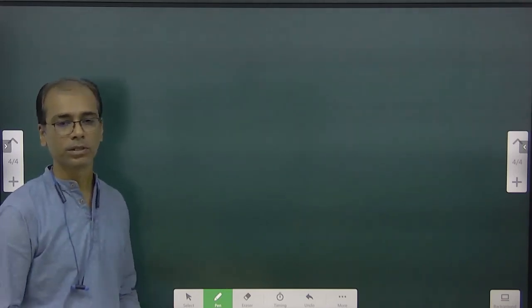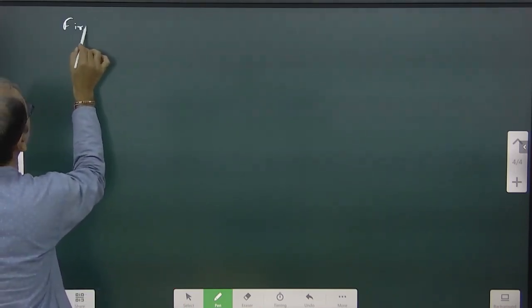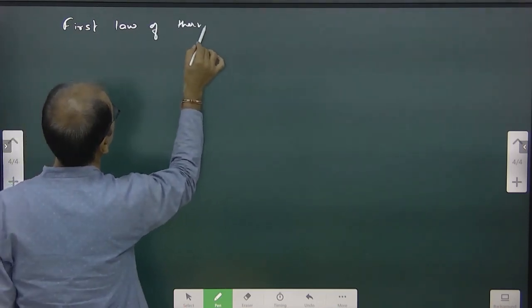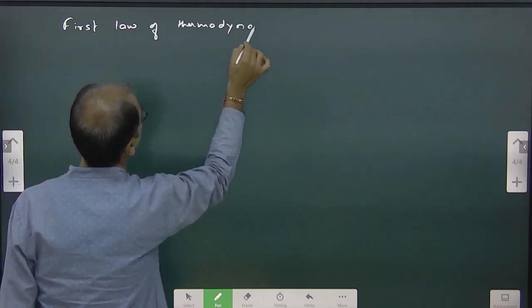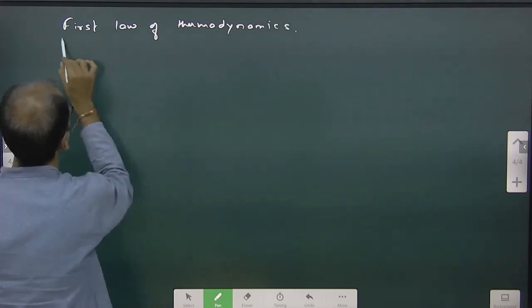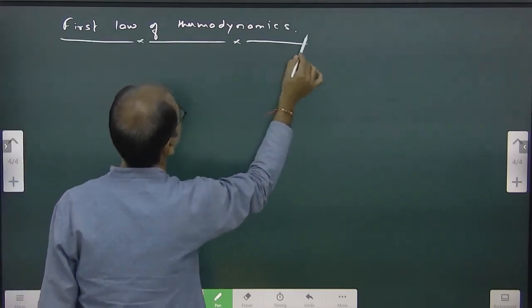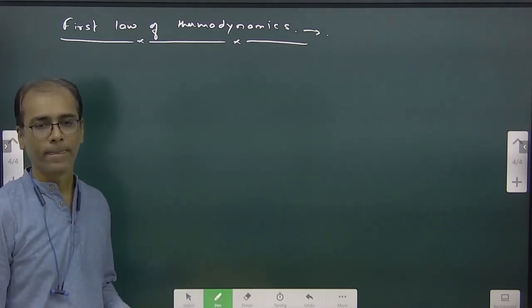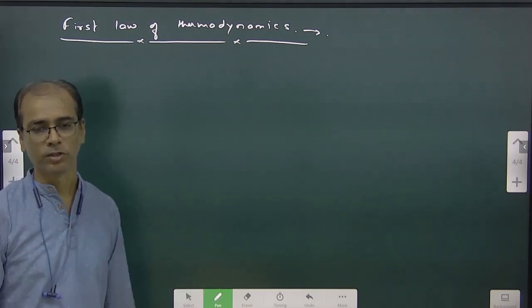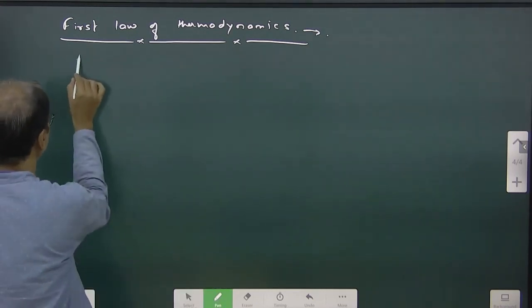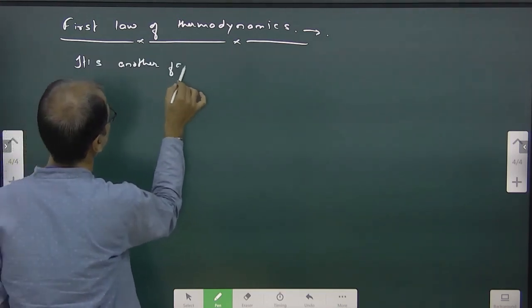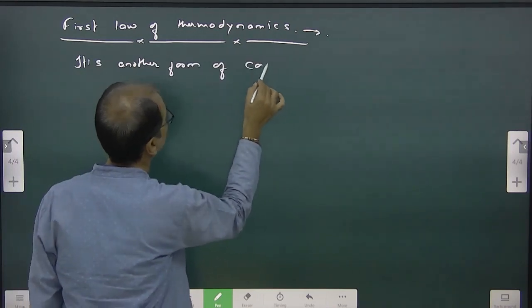Okay, now let's discuss the first law of thermodynamics. First law of thermodynamics. The first law of thermodynamics basically is what? Another form of conservation of energy. Okay, another form of conservation of energy.